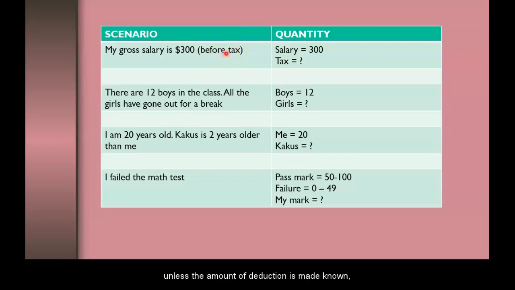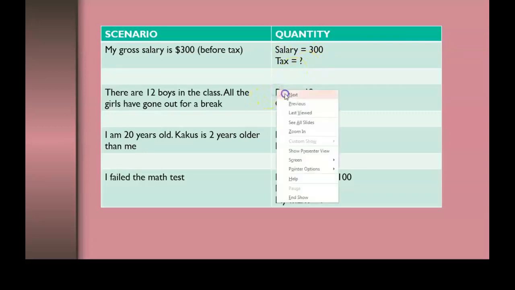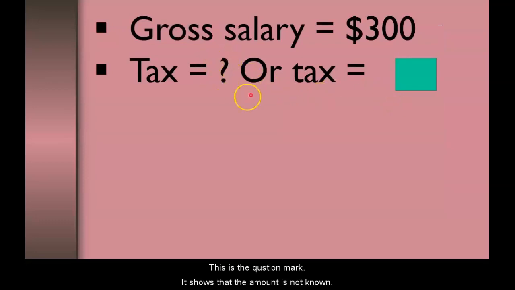So unless the amount of deduction is made known, the tax would be a question mark, as in this case. So here we can use a question mark or a placeholder. Our gross salary is $300. Tax, we don't know the amount that can be deducted. It is not made known to us. The question mark means the amount is not known to us. Look at it, this is the question mark. It shows that the amount is not known.